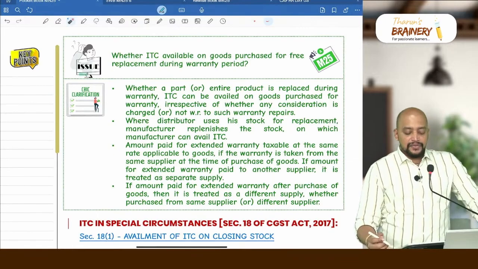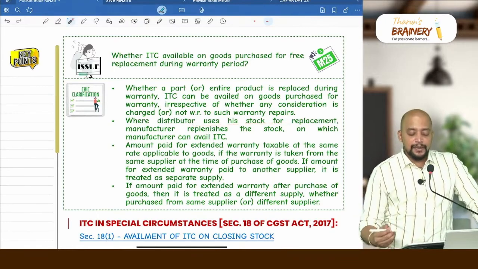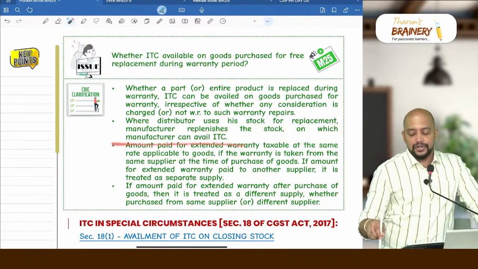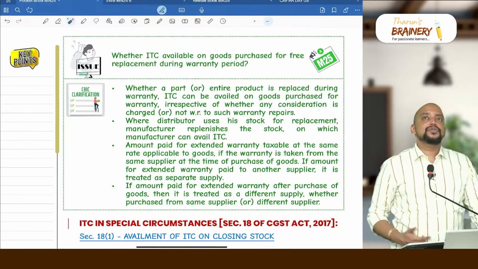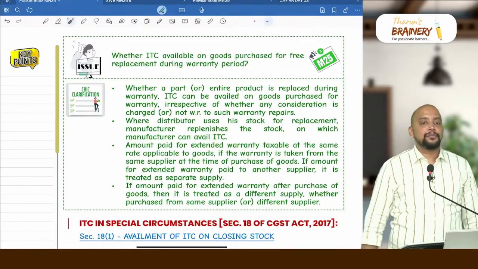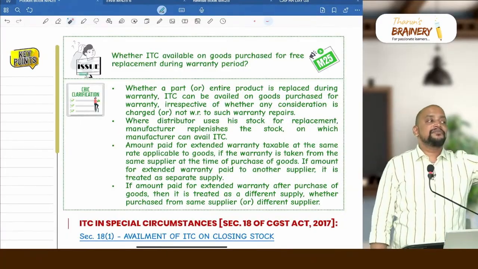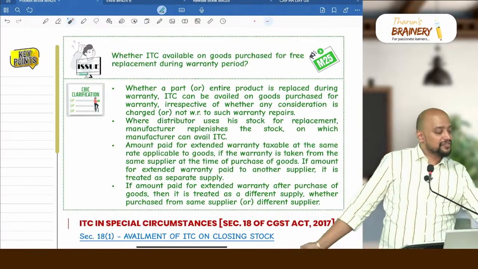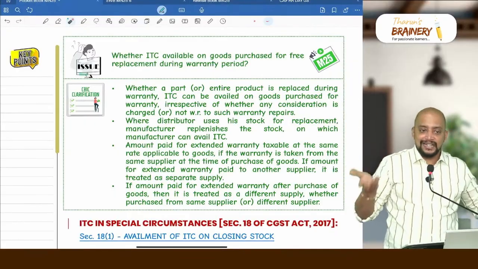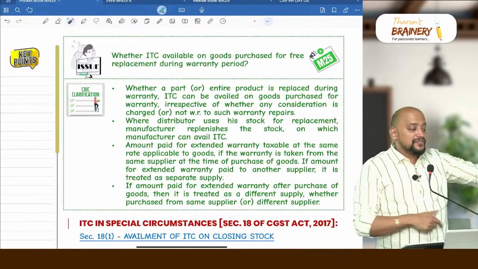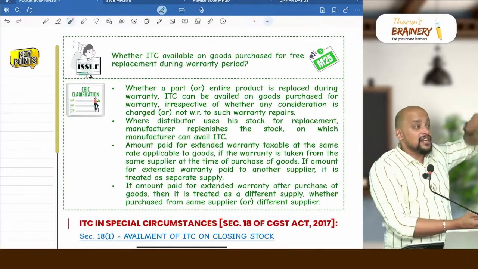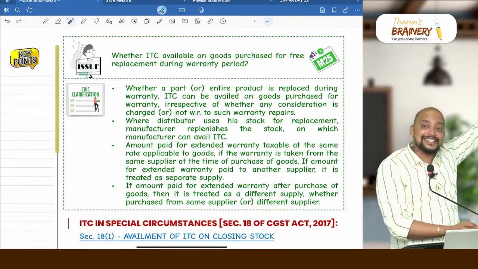Then next, where the distributor uses his stock for replacement, the manufacturer replenishes the stock, on which the manufacturer can avail ITC. In some cases what will happen, let's go back to that sensor example. I will have in my stock some 50 sensors. Out of those 50 sensors, I will take one and replace it. Means I am not purchasing this, and this sensor will be refilled, that is replenished, by the manufacturer. For that the manufacturer will buy. Can he take ITC? Yes.